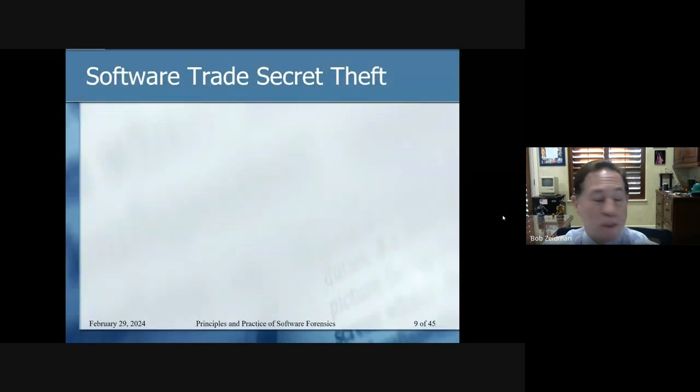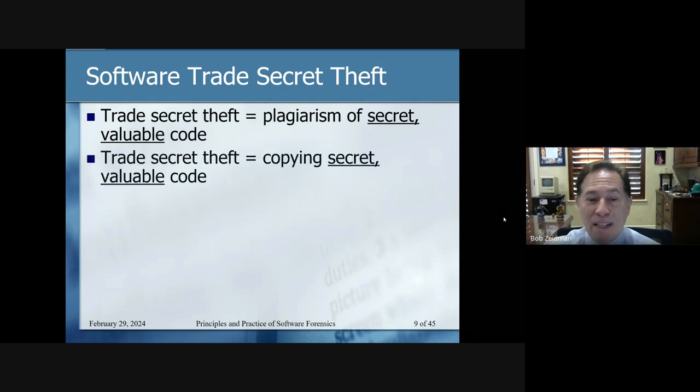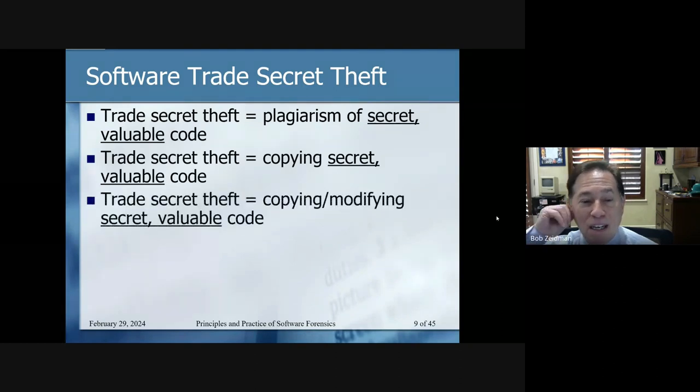So what is a software trade secret? Well, a software trade secret is basically, trade secret theft, I should say. What is trade secret theft? Plagiarism or copying of any secret valuable code. There we go. Plagiarism of secret valuable code, copying of secret valuable code, copying or modifying secret valuable code.